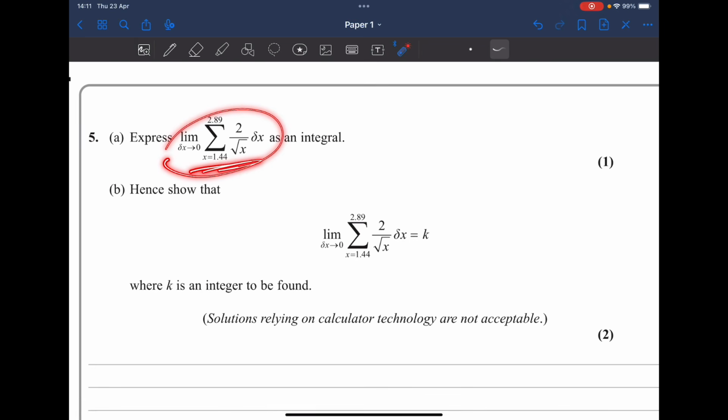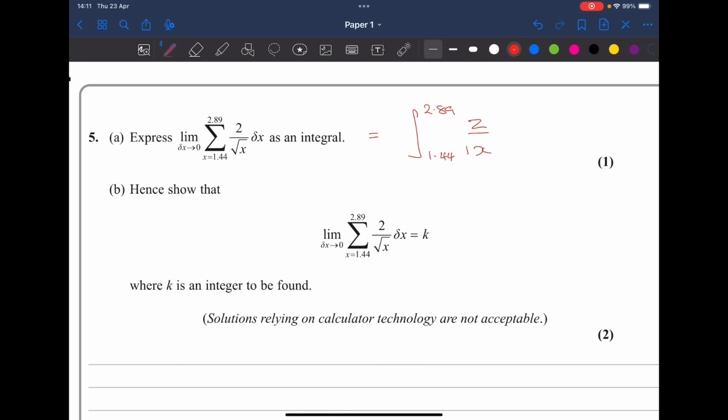Express this horrible thing as an integral. So that's kind of the definition of an integral. So it's only 1 mark, so there's not really much to do. Just where you see this kind of limit with the sum after it, that becomes the integral symbol effectively. Starting from 1.44, going to 2.89. So 1.44 at the bottom limit, 2.89 as the upper limit. The function is the same. We've got this 2 over root x. So we'll have the same 2 over the square root of x. And then you have the dx on the end as well.